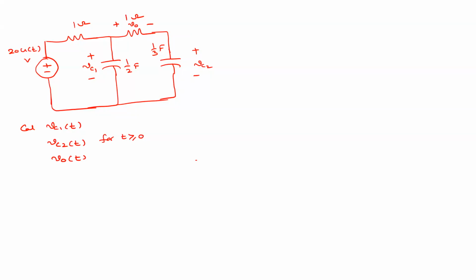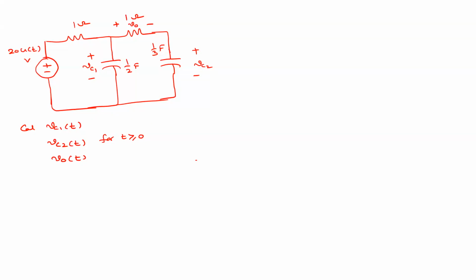Right. Okay. So how to proceed with this? If you observe that there is no inductor in this circuit. You have only two capacitors. But later we'll find that this also belongs to a second order circuit.